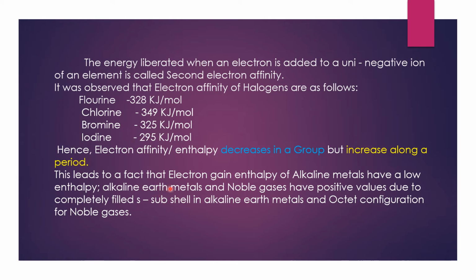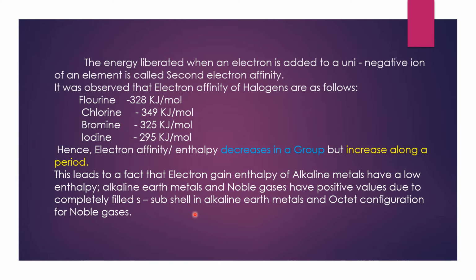This leads to the fact that alkali metals have low electron gain enthalpy. We know that the first group elements are alkali metals, and the second group, 2A group elements, are alkaline earth metals. And it was observed that in a period electron affinity increases. So alkaline earth metals should have higher electron gain enthalpy values than alkali metals. So alkaline earth metals have higher values of electron affinity than alkali metals.